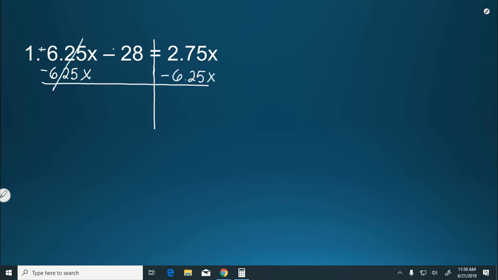Which gives me negative 28. Make sure you're bringing down that minus sign. That's a common mistake. Don't let that be what makes you get the wrong answer. And then I'm going to reverse this, but keep the negative. So 6 1/4 minus 2 3/4. 5 minus 5 is 0. Borrow from the 6. 12 minus 7 is 5. Bring down the decimal. 5 minus 2 is 3.